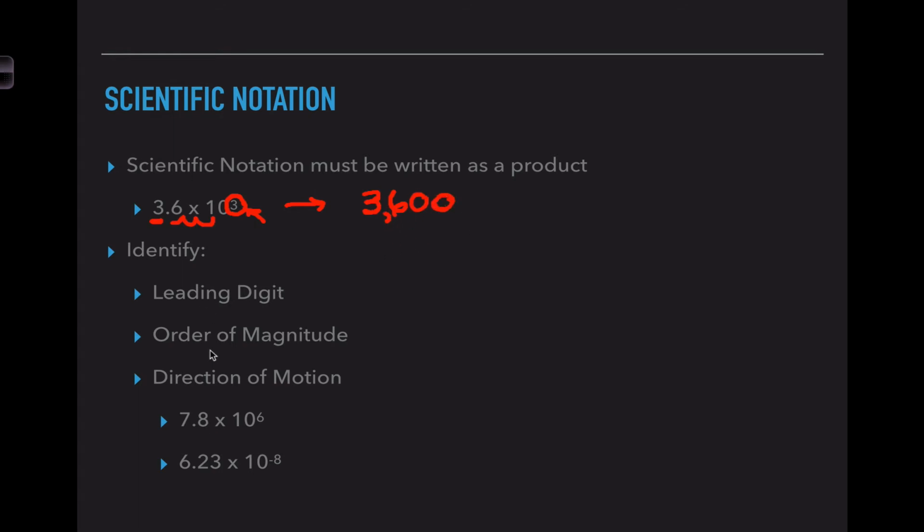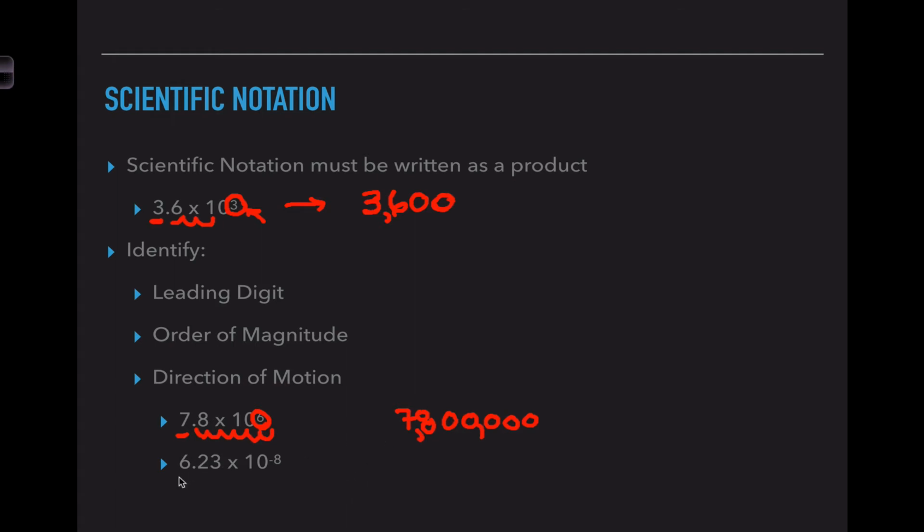Okay, so on these bottom two, we're going to identify the leading digit, the order of magnitude, and the direction of motion, and then we're going to rewrite them. So for this example, 7.8 times 10 to the 6th. Our leading digit is 7. Our order of magnitude is positive 6, which means that we are moving the decimal place to the right again. So we have 7 and 8. 1, 2, 3, 4, 5, 6. So 1, 2, 3, 4, 5 zeros. And that gives us 7,800,000 as our standard notation.